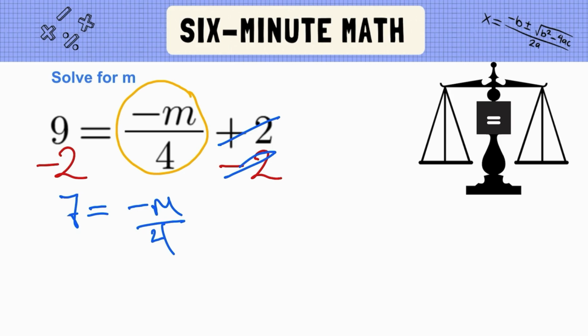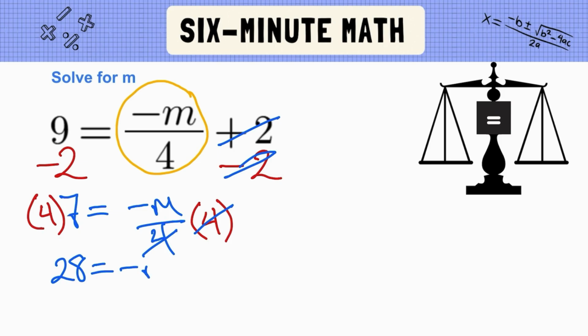At this point, I need to get rid of this divide by 4. The opposite of division is multiplication, so I'm going to multiply both sides by 4. 4 times 7 is 28. And that is going to equal, my 4's cancel out, negative m. Now I don't want a negative variable, so I'm going to just rearrange that to say negative m equals 28.